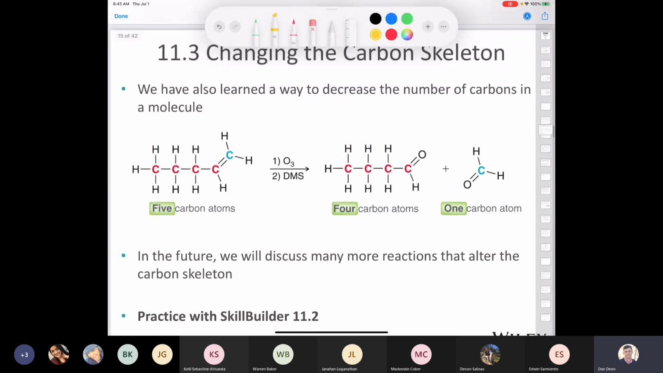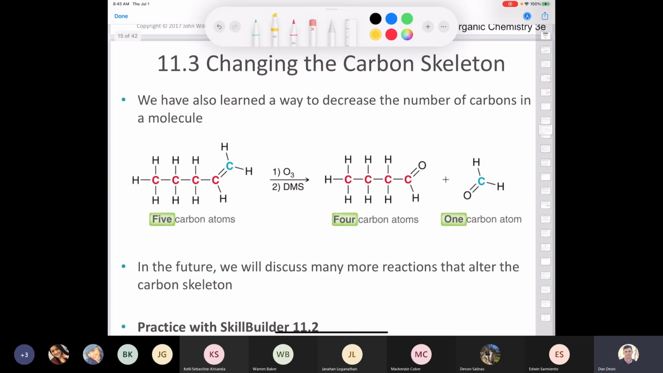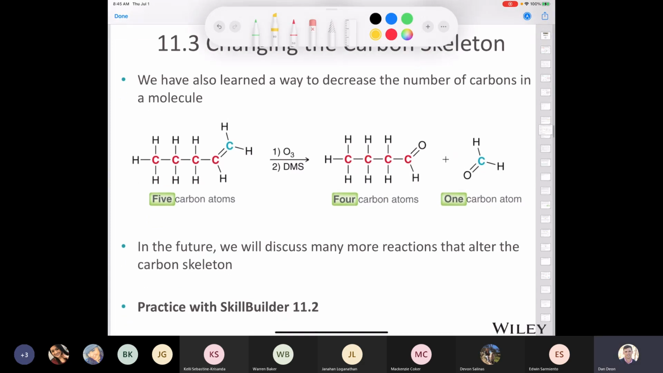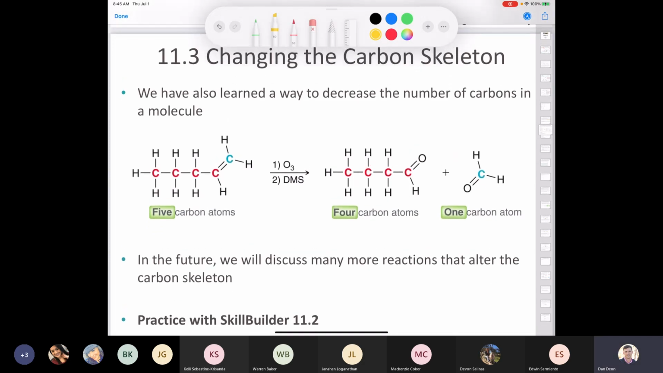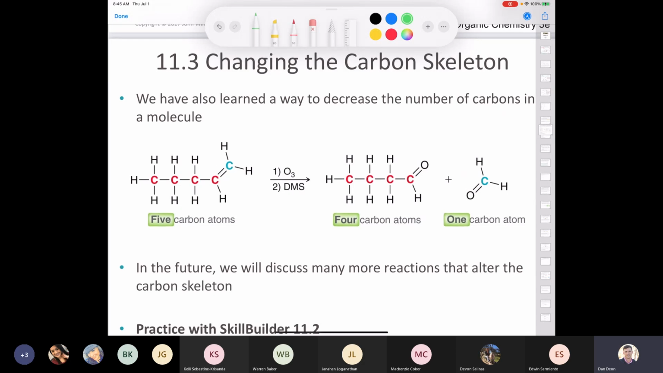Now, in terms of decreasing the number of carbons in a molecule, we don't have many options there either. We've got ozonolysis, and based off of what I saw in question 11.1 and 11.2, my students have mastered ozonolysis. They get it. They say, okay, if I have a double bond that I want to cleave, I'd use ozone followed by DMS, or the alternative, which is zinc and water. And if it was an alkyne, then I would use ozone followed by water.